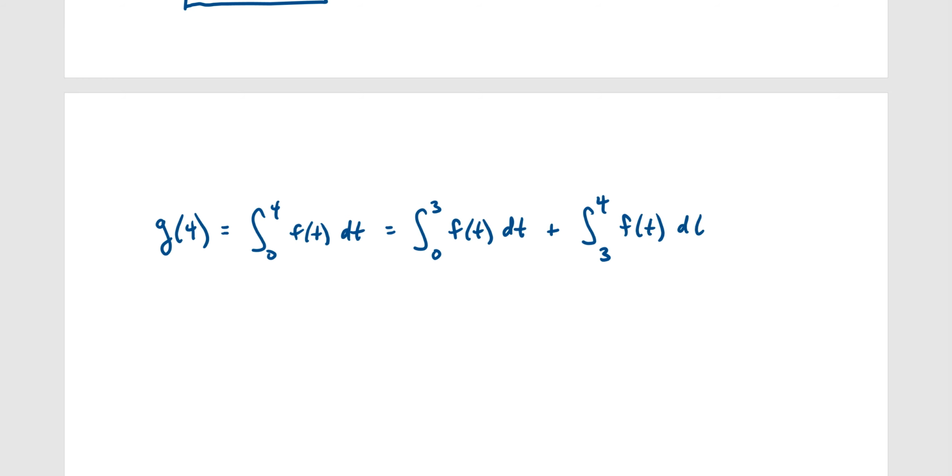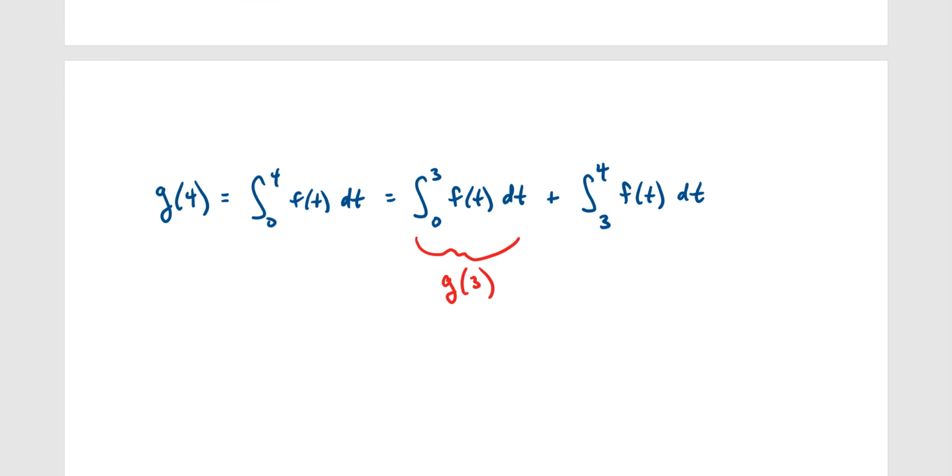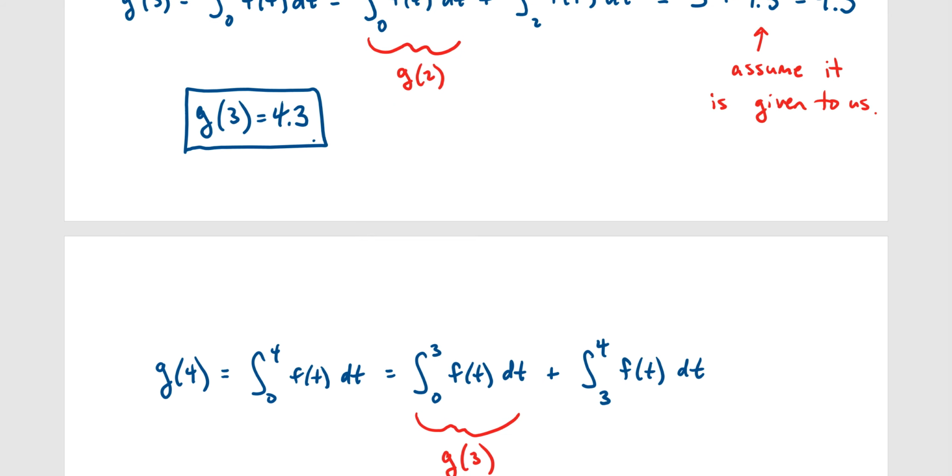And then we do this because we already know that this one is g of 3. It's the last one that we just evaluated. So all we have to do now is figure out what the integral from 3 to 4 is. Let's go ahead and just write this out though. G of 3 we just found was 4.3. So that's 4.3 plus the integral from 3 to 4.